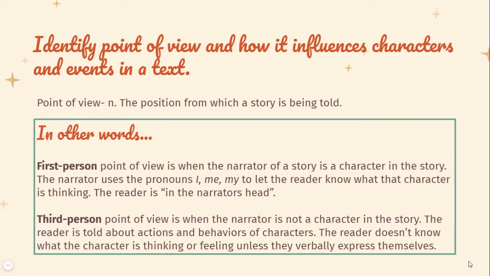Identify point of view and how it influences characters and events in a text. Point of view is the position from which a story is being told. Or in other words, first-person point of view is when the narrator of a story is a character in the story. The narrator uses the pronouns I, me, my to let the reader know what that character is thinking. The reader is in the narrator's head.